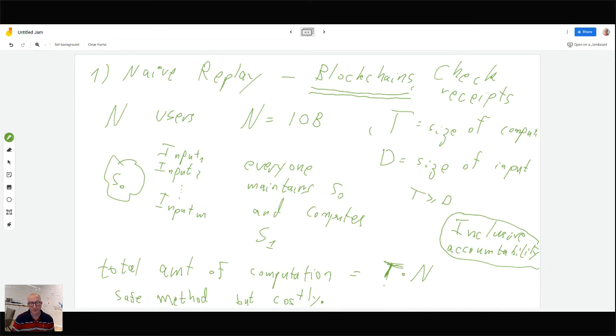So just summing up, naive replay is a very old method. It is a method that we probably also use when we are checking the receipts that we get, or when a teacher is grading exams. It is also the one used by blockchains. It works very well. It's very safe, but it is costly.